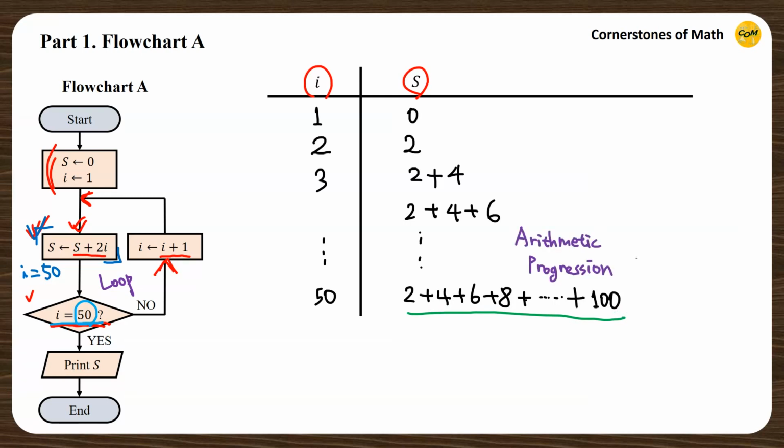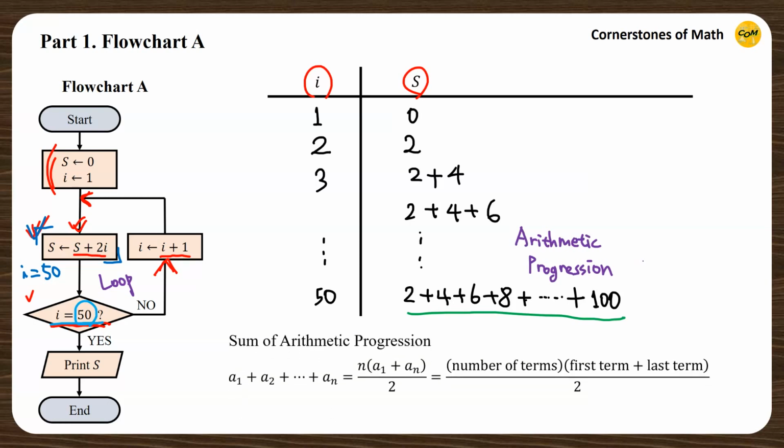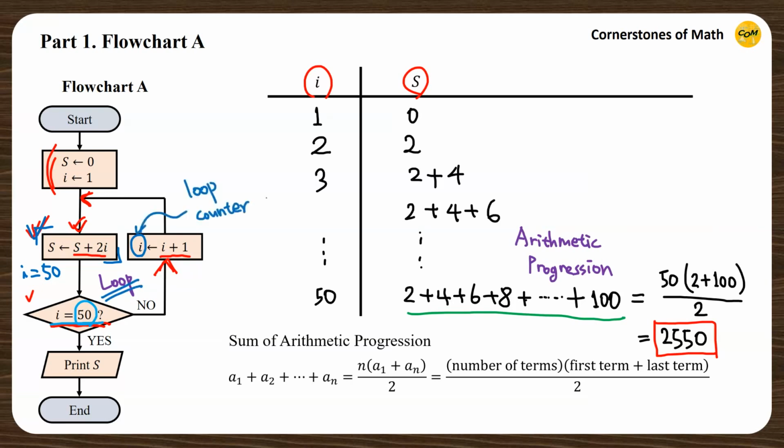And it is the sum of an arithmetic progression. Using the formula for the sum of an arithmetic progression, we obtain the number of terms is 50, and the first term is 2, and the last term is 100, so 50 times 102 divided by 2, which gives 2550. Here the variable i simply indicates how many times we iterate this loop, so it is often called the loop counter. Now let's move on to the next problem.